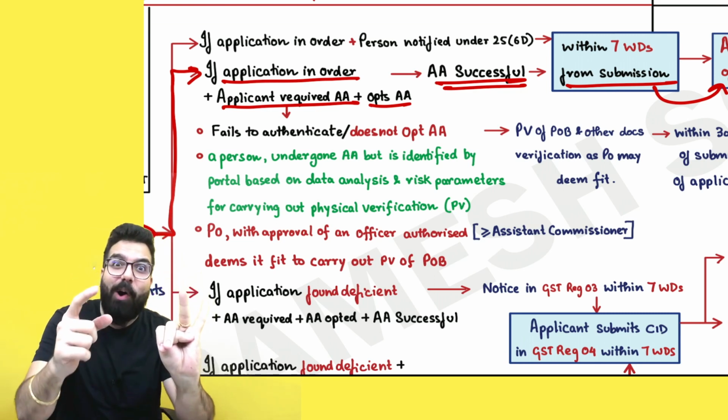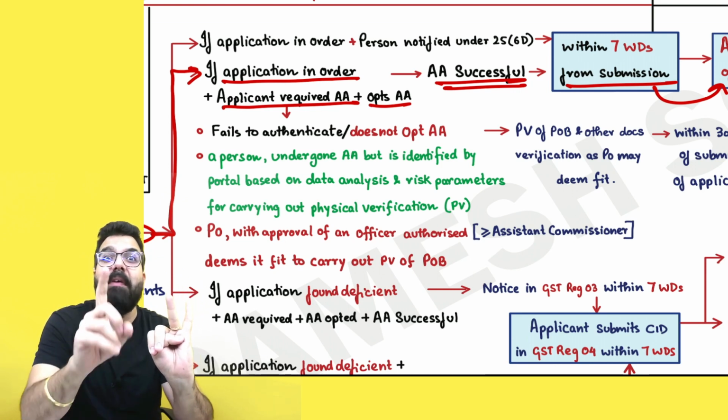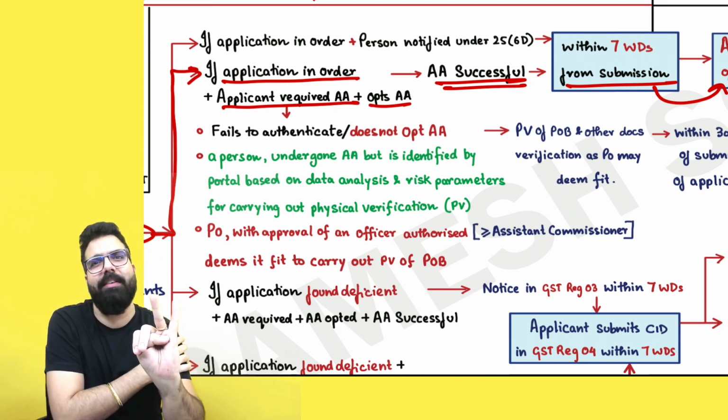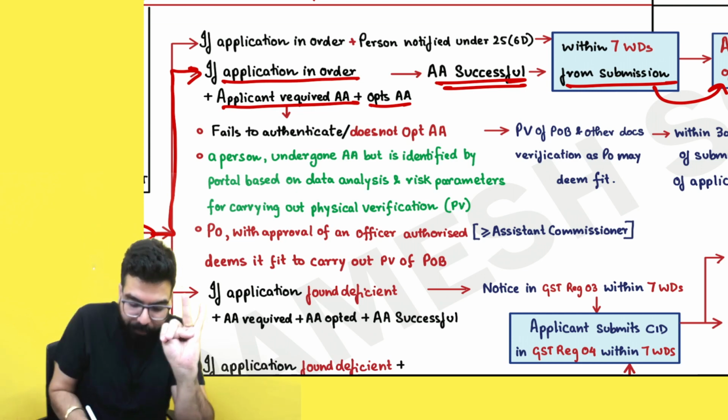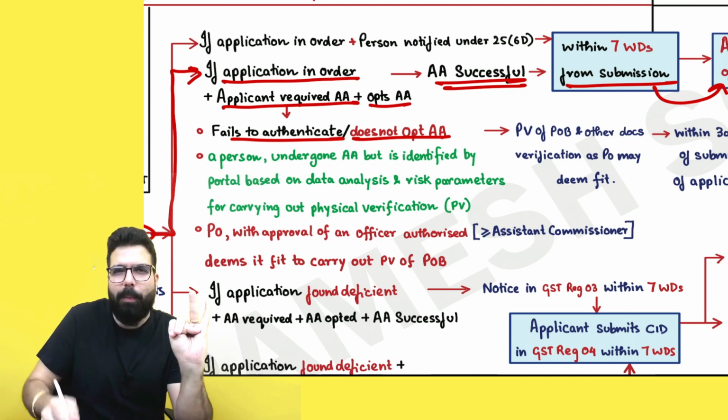Now they are telling we will come for physical verification of your place of business even if the portal has identified you as a risky person. They are telling, sir, if you fail to do Aadhaar authentication, you did not opt for Aadhaar authentication. One more point has been added.